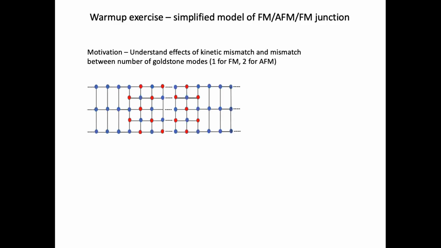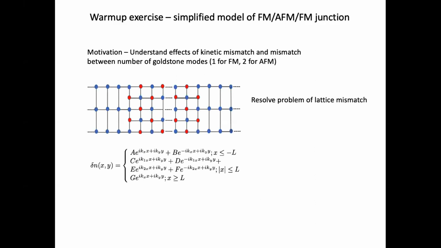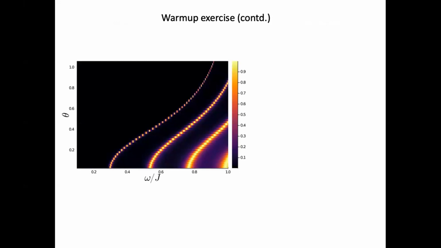So let's cook up a very simple model of a ferromagnet-antiferromagnet junction. Let's even forget the fact that the antiferromagnet is bipartite and the boundary. And so let's create some sort of boundary matching that completely ignores that problem. This problem you can essentially solve by hand. You can write down some boundary matching problem and you see that the transmission spectra looks like this.